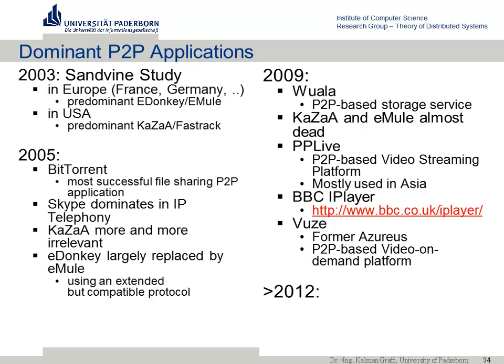For example, Vuze is a former BitTorrent variant, and Vuze has now been enabled to also support video streaming. And PPLive is a very popular video streaming platform where you can watch series and TV shows, mostly used in Asia. And BBC iPlayer was also tested by the BBC.